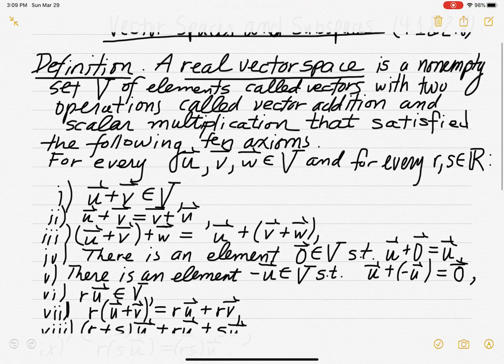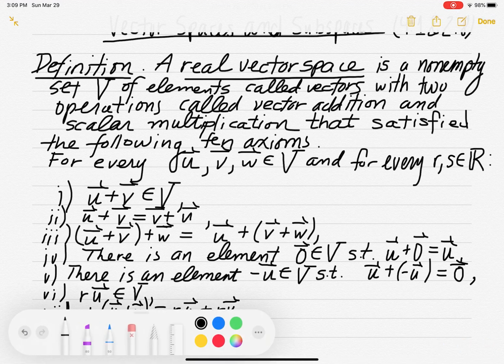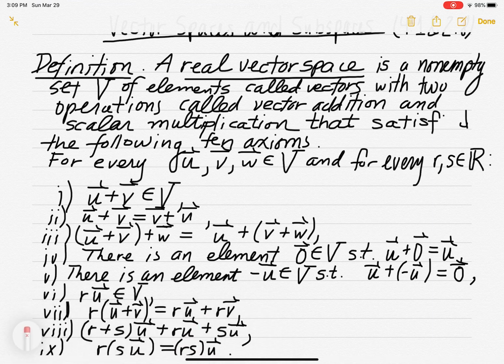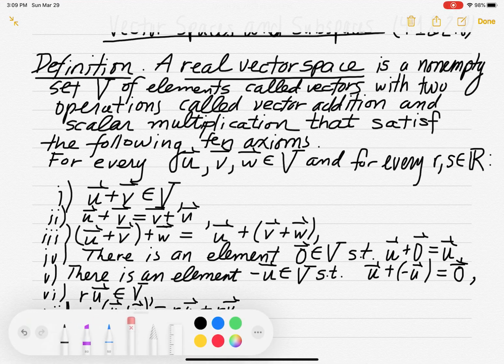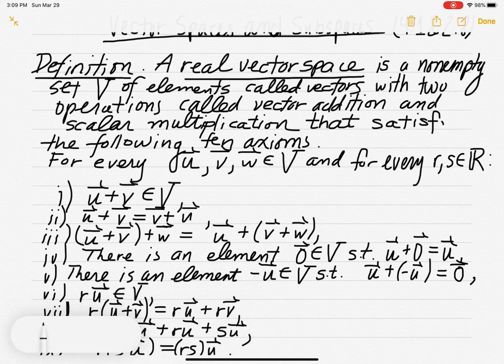So a real vector space is a non-empty set, let's call it V, of elements, and the elements are called vectors. And this non-empty set of vectors is equipped with two operations. One is a vector addition operation, and the other one is called a scalar multiplication operation. And these operations satisfy 10 axioms. So what are the 10 axioms?